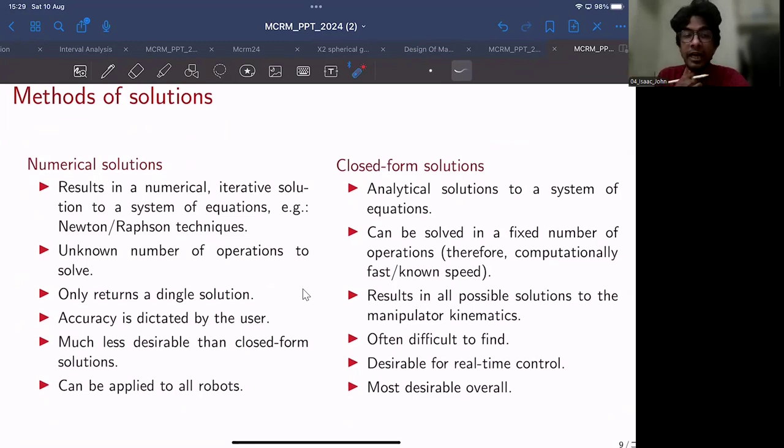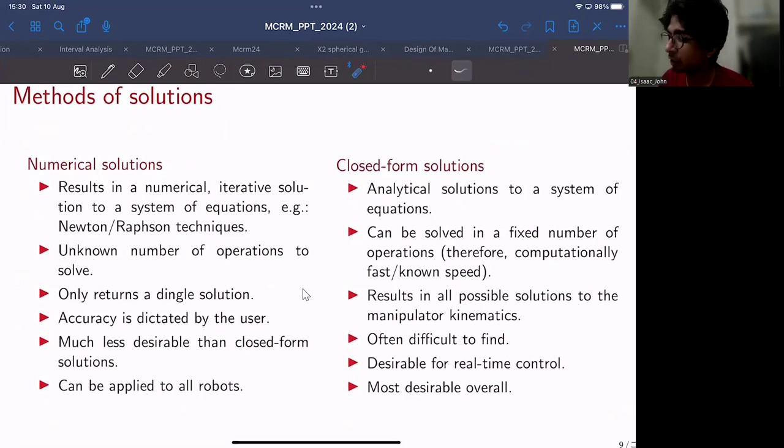So the problem with this is that if we don't know the number of operations, we also will not be able to say how much time it'll take to solve an inverse kinematics problem. Right? If we know the number of operations, we can at least have an estimate regarding how much time it would take to solve a problem.